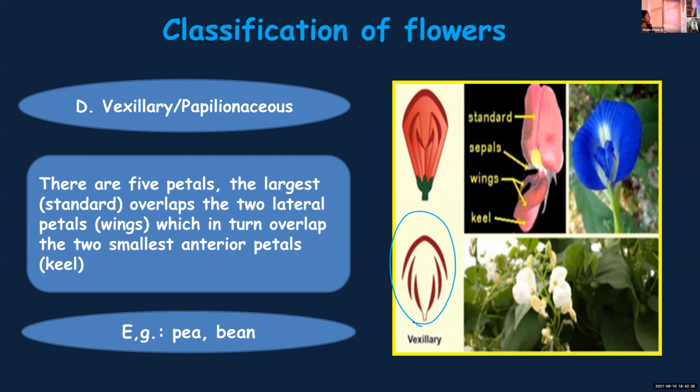So once again, vexillary or papillonaceous aestivation, 5 petals are there. The largest petal is known as the standard petal, which will be overlapping 2 lateral petals. Lateral means present on the sides, which you call wings. And wings will be further overlapping 2 small petals present on the anterior side. You call them keel. Example, pea and beans.